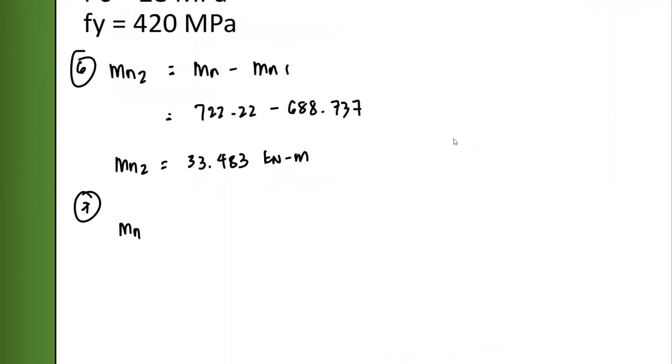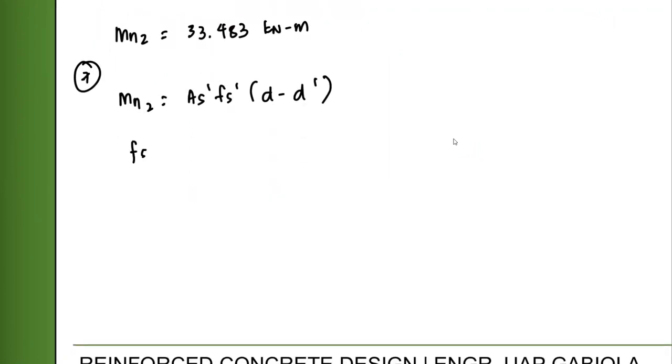So yung isa, MN2 is equals to AS prime, FS prime, D minus D prime. Okay? So, paano natin makakalculate si FS prime? From our strain diagram before, ito ay 0.003. Ito yung ating ES prime. So, itong mga distances na to, that is C, and ito yung D minus C. C minus D prime rather. C minus D prime natin.